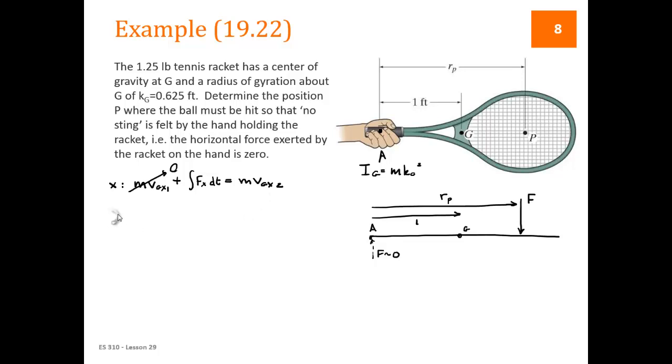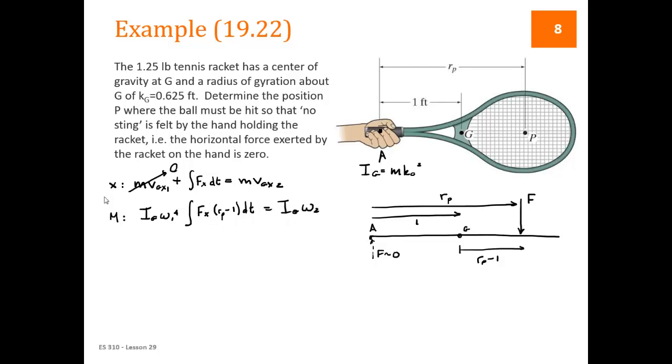In the moment equation, we have Ig omega 1 plus the integral of the moments, which is Fx times the distance. In our case we're using G, so the distance from G to F is Rp minus 1. So the integral of Fx times Rp minus 1 dt is our moment integral, and it is equal to Ig omega 2.